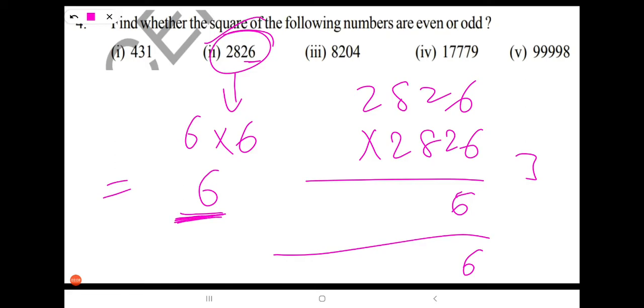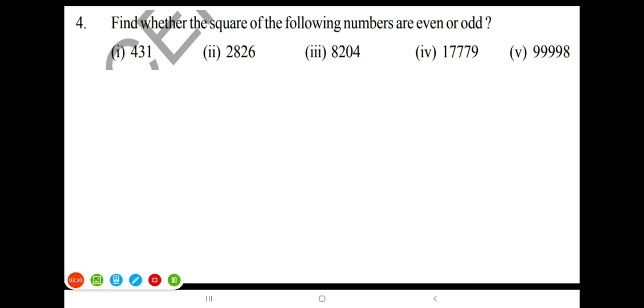So we can say that the square of 2826 contains 6 in its units place. It is an even number. The square of 2826 ends with an even number. I hope you understand. Next, go for the third part.